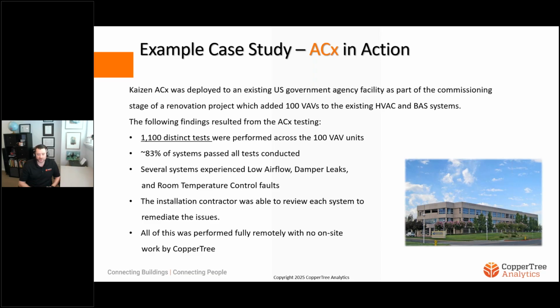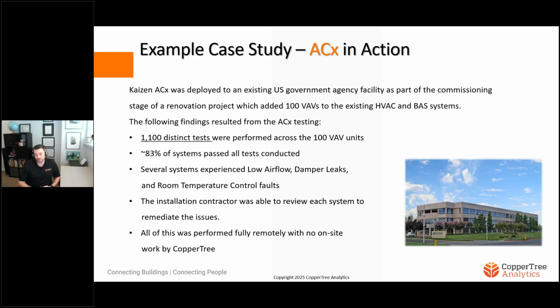Several systems were experiencing low airflow, damper leaks, and room control faults that we were able to identify through ACX, and also able to identify that we believe the building's balancing needed to be re-looked at. It was probably not properly balanced to support the extra 100 units that were being added. So that was a major takeaway: just because you add brand new VAVs, there's a possibility that you still have airflow issues downstream, and that's something that needs to be looked at holistically, and this is a good way to catch that.